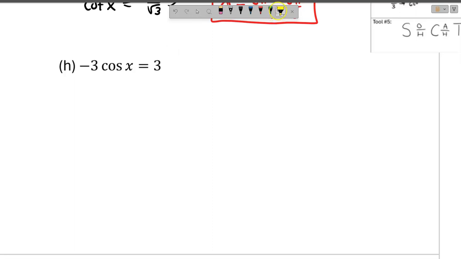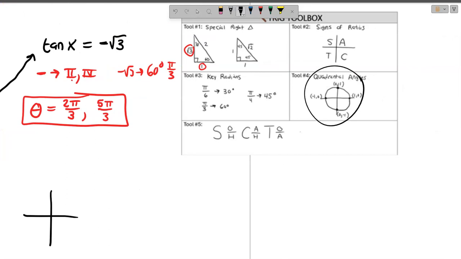Okay, if you tried this, we're going to get cosine by itself first. So I'm going to divide both sides by -3. When I do that, we're going to get cosine of x now by itself, and 3 over -3 is equal to -1. Now, thankfully, this is not a reciprocal. Cosine can only be 1 or -1 on a quadrantal. So we're going to need to now look at our quadrantal angles, right? And if you need a toolbox, there's your quadrantal angles.